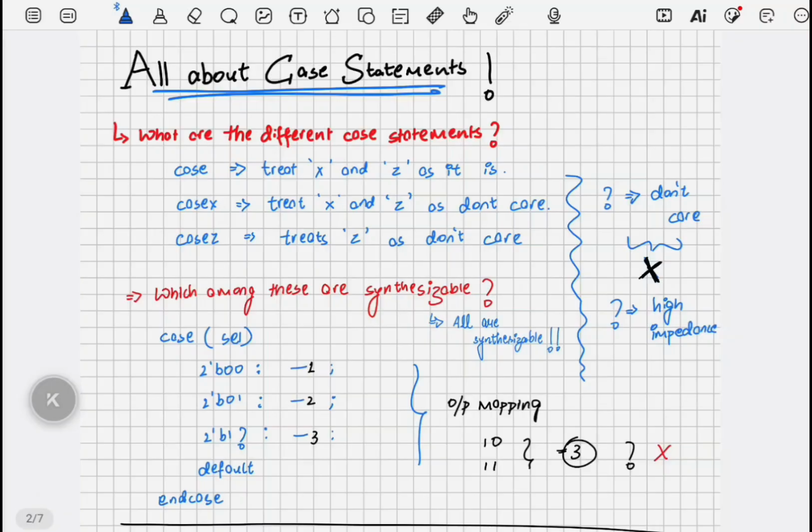Hello, people. Today we'll be talking about case statements. I think it's a very simple concept, but most of us have various facets of confusion regarding case statements. So I'll be trying to clear them out in this video.